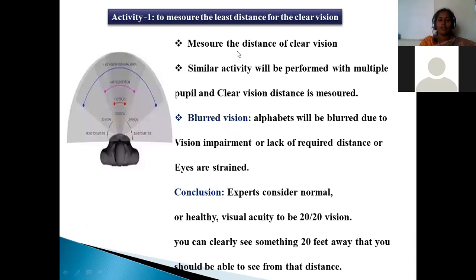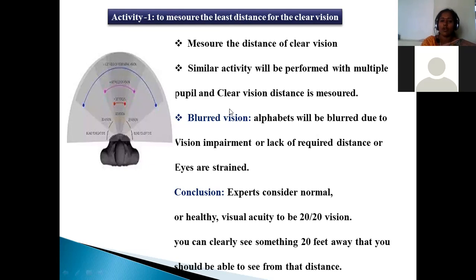So in activity 1, what we are observing is measuring the maximum distance, even the minimum distance. A similar activity will be performed by changing the persons. For individual persons, the individual maximum and minimum limits will be there in order to visualize the objects present in our surroundings. For all the persons, you are going to calculate their least distance for clear vision. Everything is measured by this activity 1.